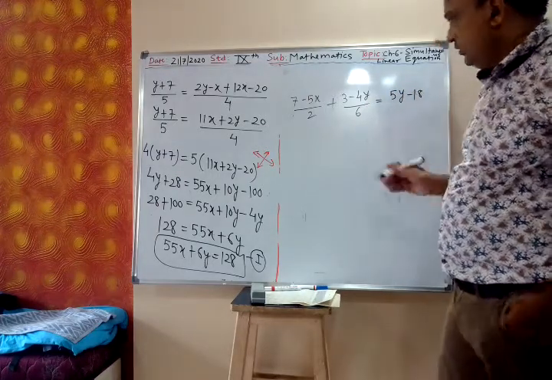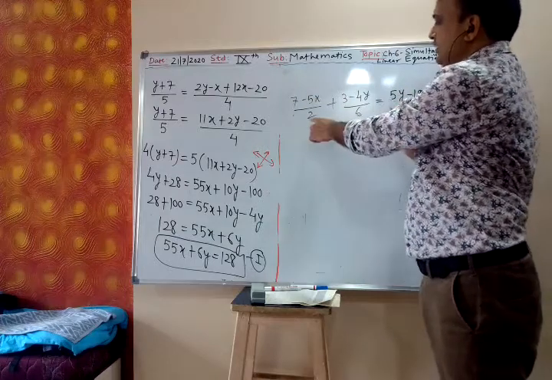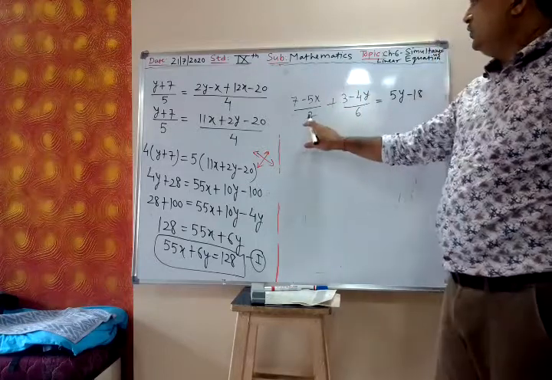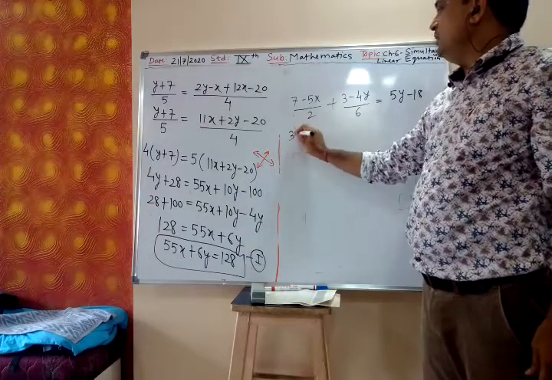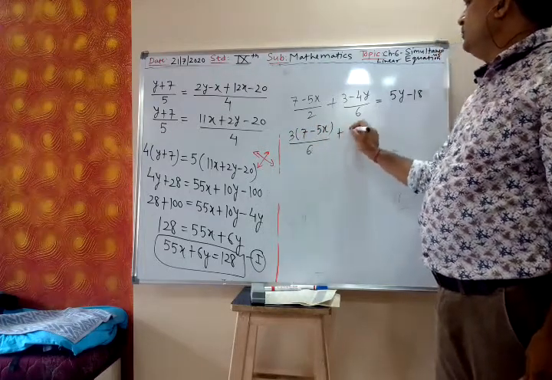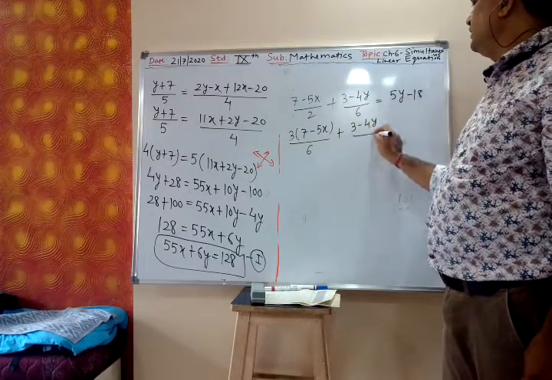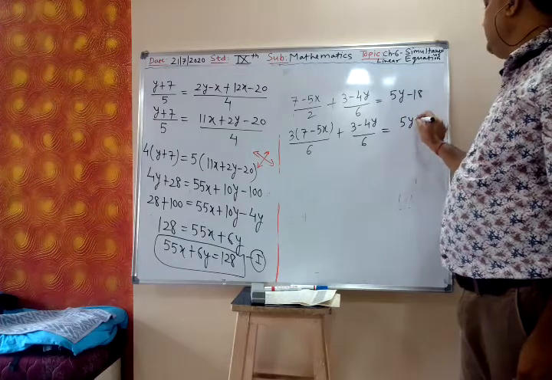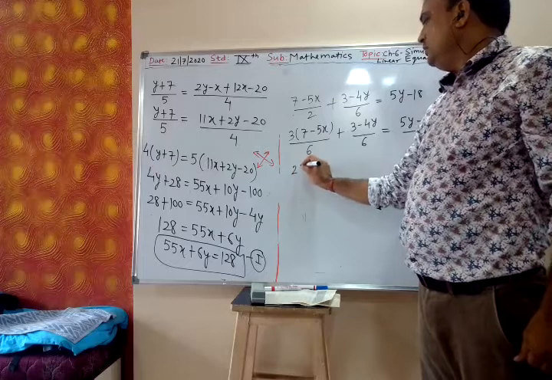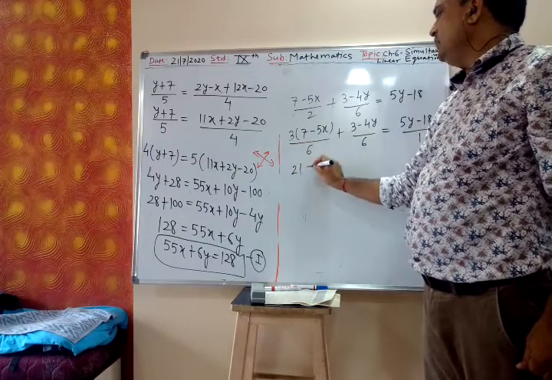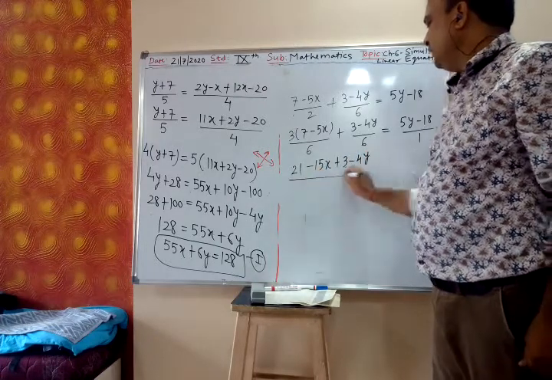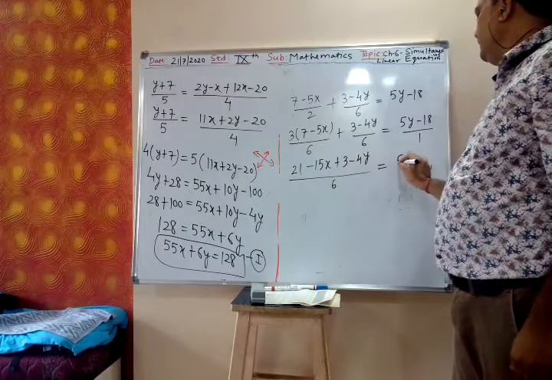So now on the left side, 2 and 6. I will take the LCM of 2 and 6, which is 6. So we multiply and divide by 3. So 3 into 7 minus 5x upon 3 into 2, 6, plus 3 minus 4y upon 6 is equal to 5y minus 18 upon 1. So 3 into 7 is 21, minus 15x plus 3 minus 4y upon 6 is equal to 5y minus 18 upon 1.